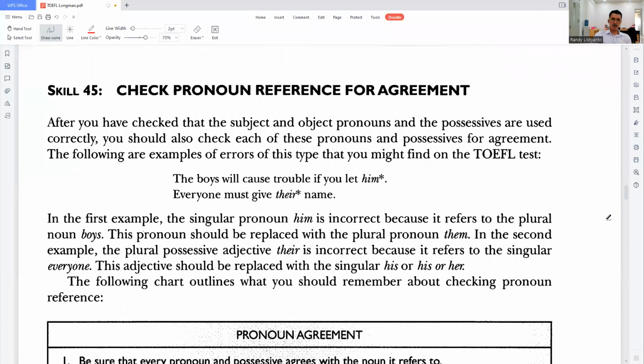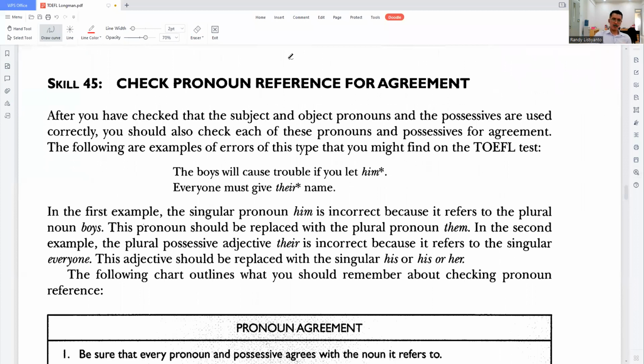Check pronoun reference for agreement. It's something that is familiar, I think, to you. Say this. The boys will cause trouble if you let him. It should be he.